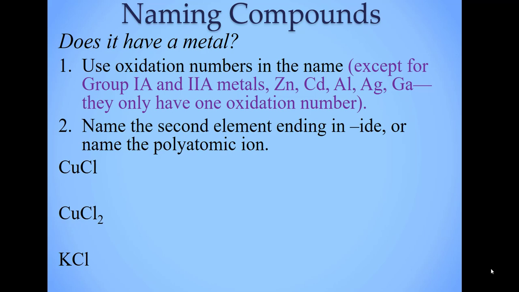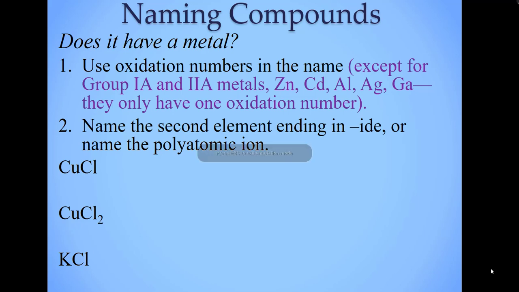Number 2, you're going to name the second element. You'll drop the ending and put the ending as IDE, because it's an anion, so the name changes a little bit. Or if there's a polyatomic ion, it's even easier. All you have to do is write the name of the polyatomic ion. So let's go through a lot of examples so you can get used to it.